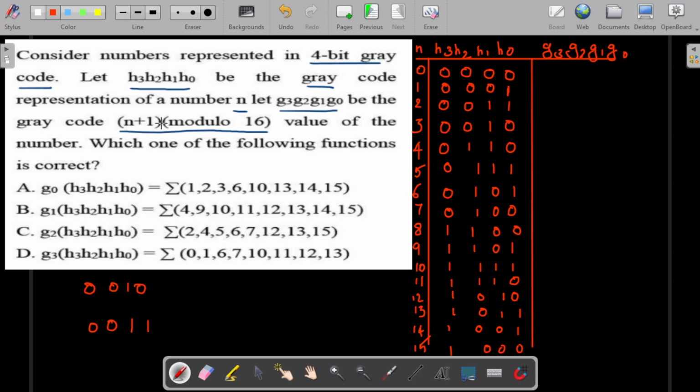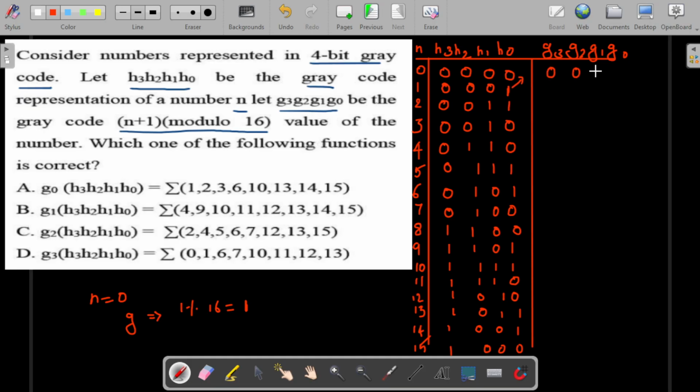They have given a hint that it is an n plus 1 modulus. For example, if you take the number 0, so n is equal to 0, then the G function will depend on n plus 1. So 1 modulo 16 is equal to 1, so it will be the same as it is. Every number is increased by 1. So for 0, the value here needs to be the gray code of 1, which is the one below. So just shift it one step upward.